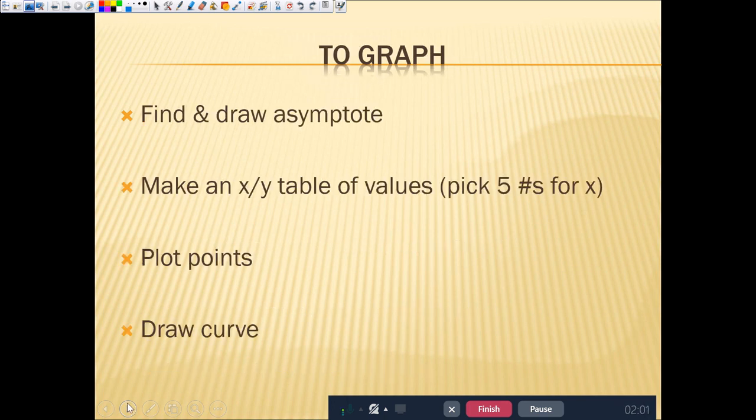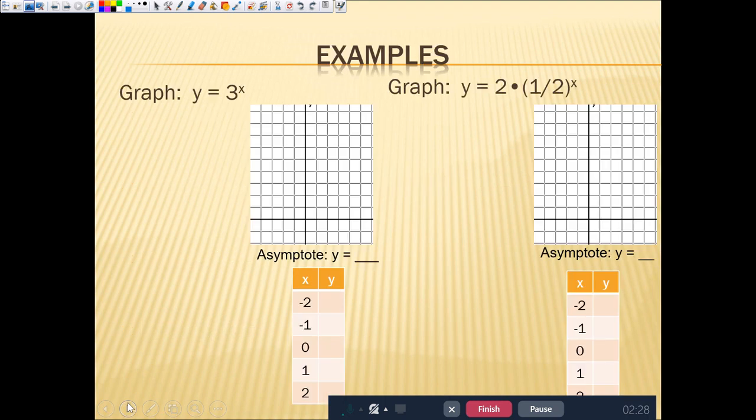So how do we do this? First, we find and draw the asymptote. We're just going to draw a line so that we know it's never going to cross that line. Then we're going to make an xy table and pick 5 values for x. I like doing -2, -1, 0, 1, and 2 to make sure that it crosses my y-axis. Then we're going to substitute those values in for x and solve. Plot the points, draw the curve. You might need a separate sheet of paper to do these problems on, or the back, because you have to do each problem.